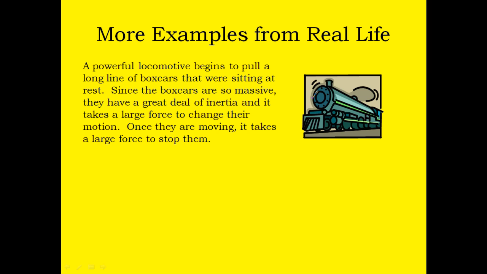So some more examples from real life. A powerful locomotive begins to pull a long line of boxcars that were sitting at rest. Since the boxcars are so massive, they have a great deal of inertia, and it takes a large force to change their motion. And once they're in motion, it also takes a large force to stop them. If you've ever seen a train start up, it starts off really slow, then picks up speed. But if you're trying to cross the train tracks and there's a train coming, I really doubt it's going to be able to hit the brakes in time, because it takes a long time to slow down because they're so massive. So it's going to take a lot of force to change their motion.